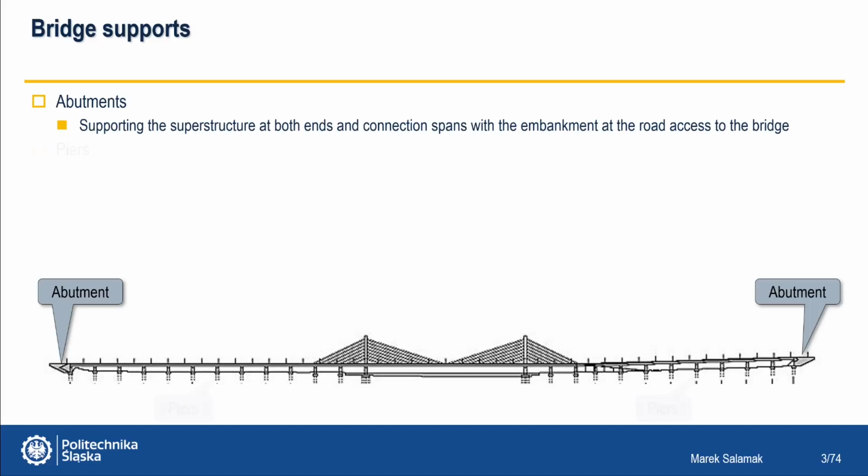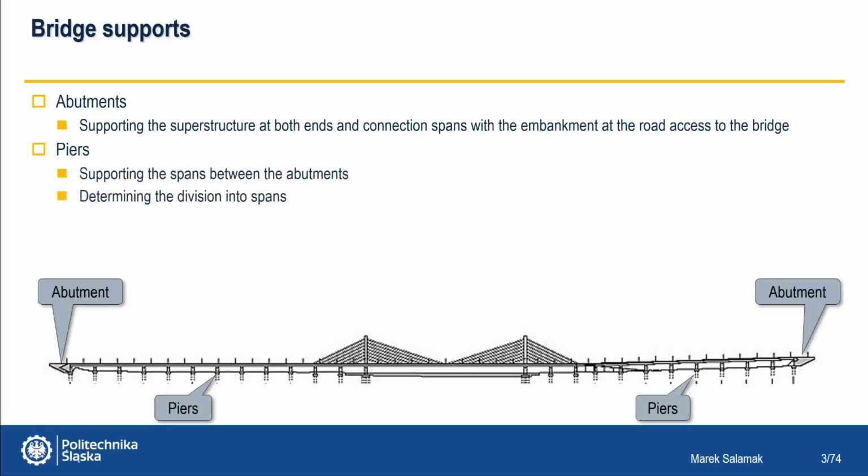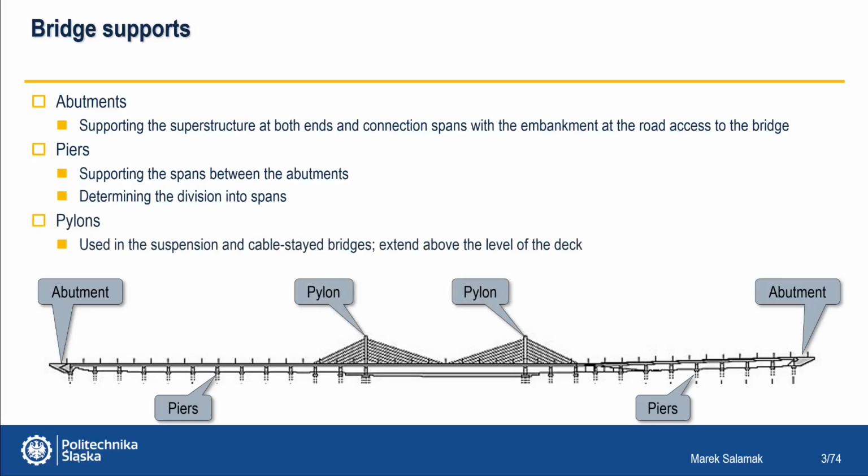The second type of support are piers. They constitute an indirect support of the superstructure between the abutments and also define the division into spans. Hence, in the case of this example bridge, we are talking about a multi-span bridge. In addition, in suspended or cable-stayed bridges, we're going to have pylons or towers, which are usually very high and extend above the level of the deck, while the piers are always under the deck, under the span.